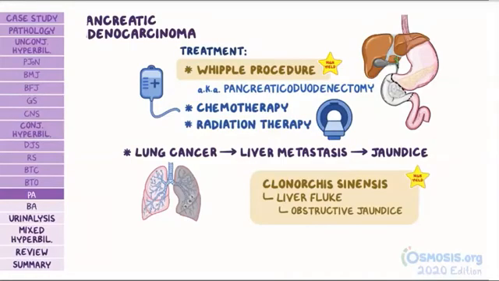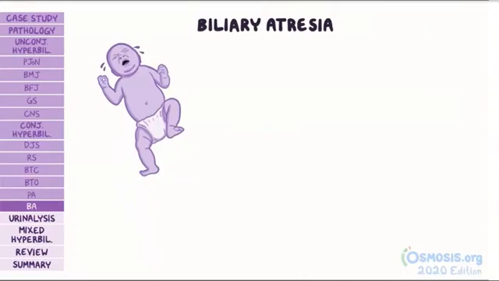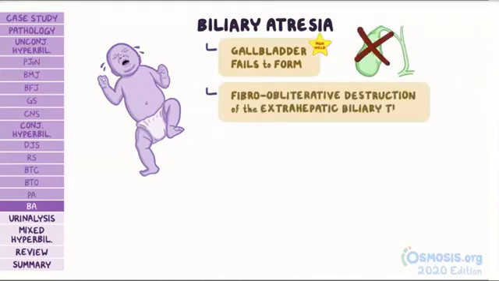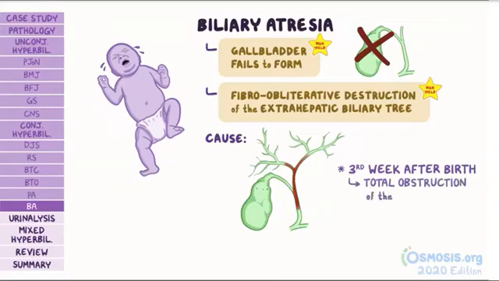Similar to biliary tract obstruction, there's also biliary atresia, which occurs in infants. This is a childhood disorder where the gallbladder fails to form, or there's early fibroobliterative destruction of the extrahepatic biliary tree. It can be caused by inflammation of the biliary tract, typically due to viral infection or toxins. And by the end of the 3rd week after birth, there's a total obstruction of the biliary tree.